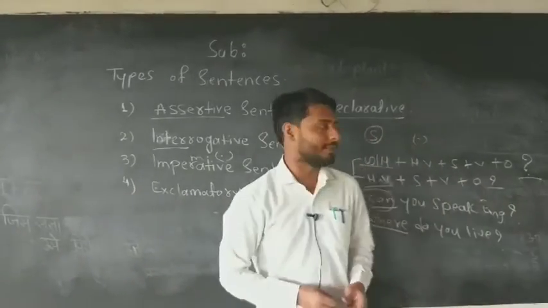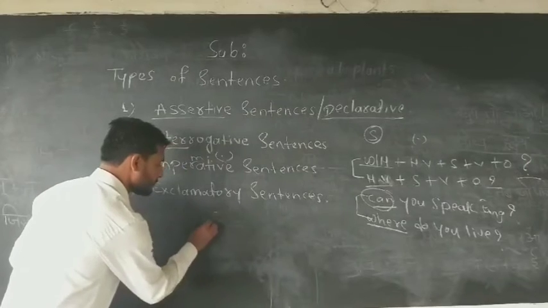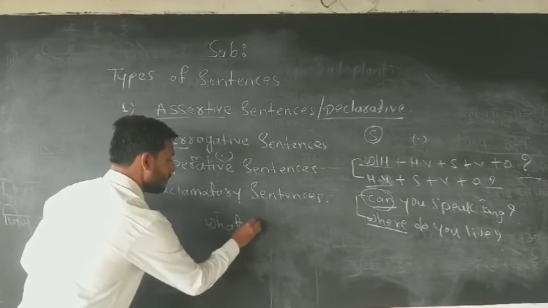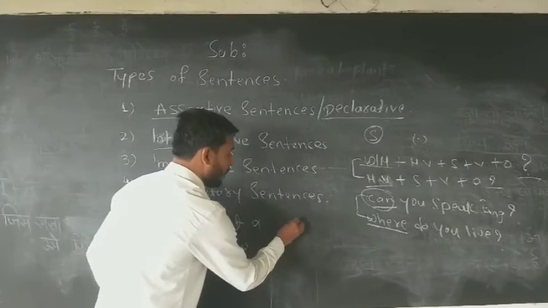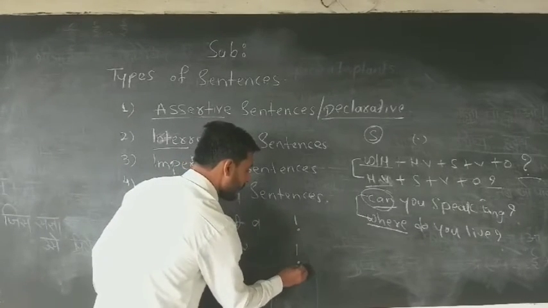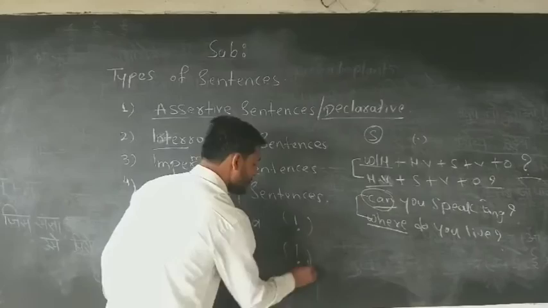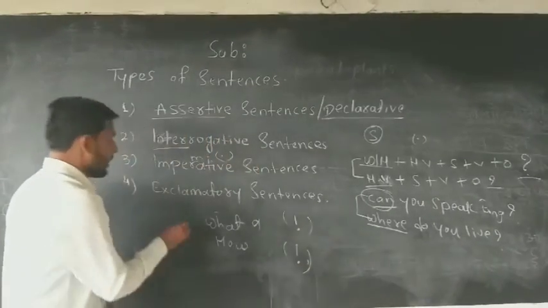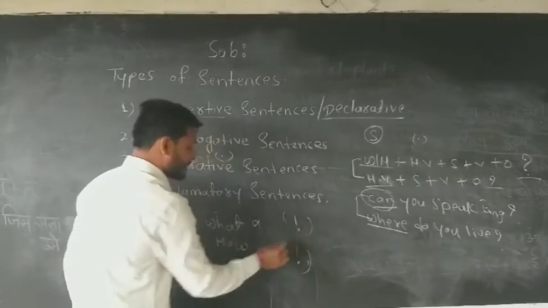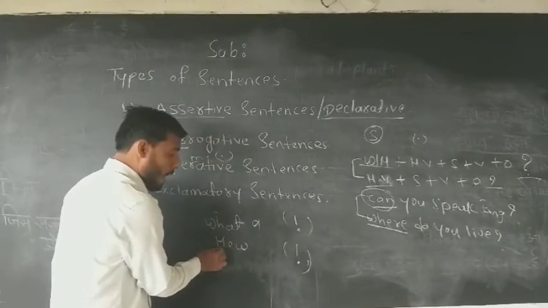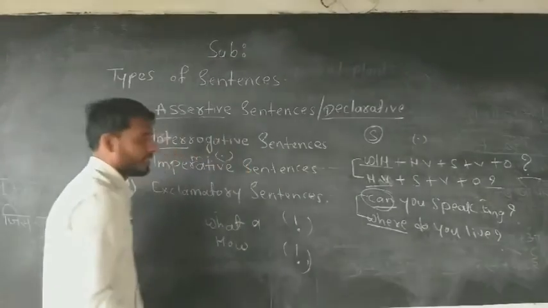So boys and girls, this sentence starts with what and how, and these types of sentences end with an exclamation mark. You have to understand this point. An exclamatory sentence starts with WH and ends with an exclamation mark, and starts with how and ends with an exclamation mark.